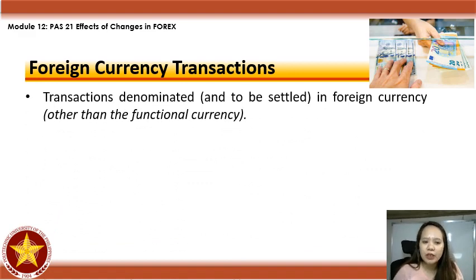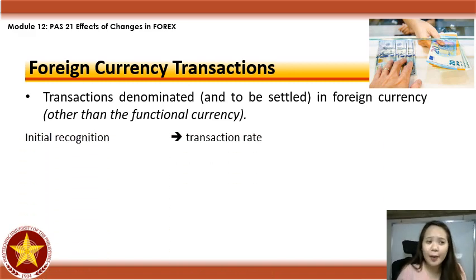Ano ba yung FCTs mo? FCTs are transactions denominated or to be settled, not or, and to be settled in foreign currency. And a foreign currency is a currency other than the functional currency. Kaya dapat alam mo yung functional currency mo. Kasi kapag nagkaroon ka ng transaction na hindi denominated sa functional currency mo, kailangan mong i-translate kasi ang tawag doon, foreign currency transaction. Okay?